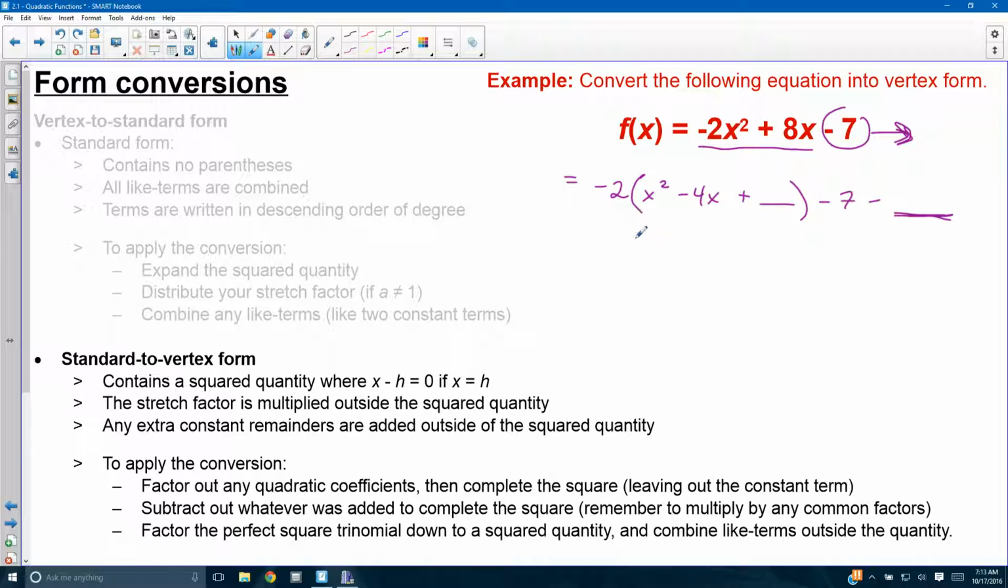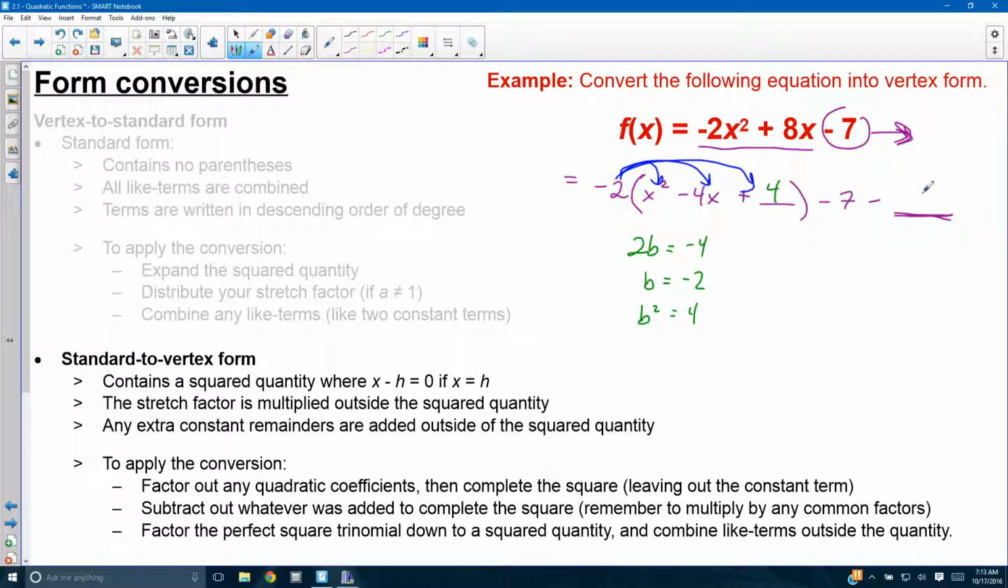Okay, I'm going to take my negative 4. I'm going to divide it by 2. I'm going to square it. This is the value that I'm going to add inside here. Now, I made mention a couple slides ago that remember that this number isn't just a 4. It's negative 2 times 4. Remember, negative 2 multiplies with all three of these guys. I won't actually distribute it. I'm going to leave it factored out.